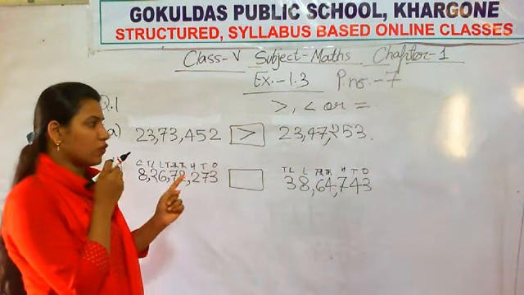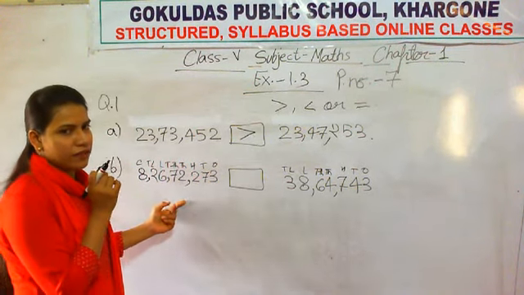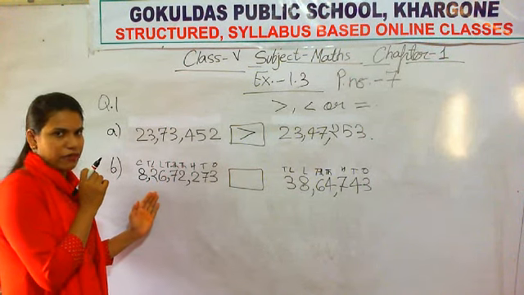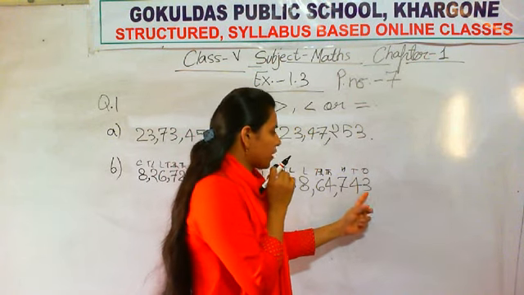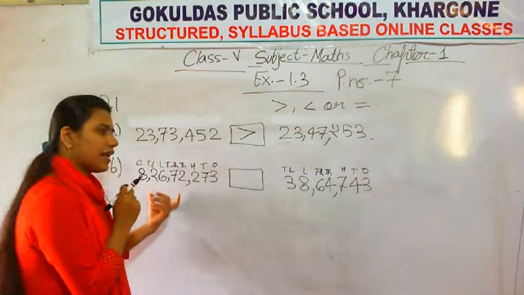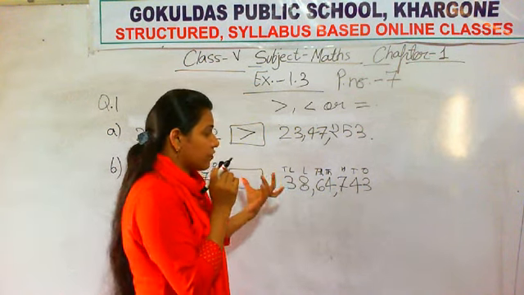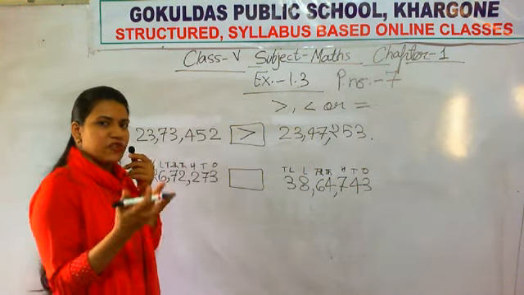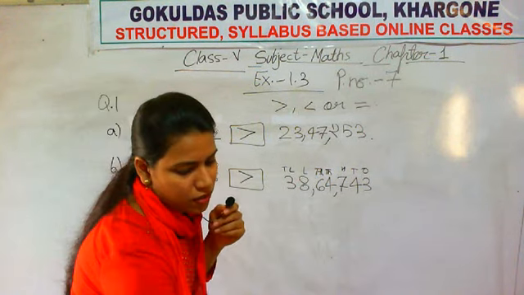Now, according to the first rule, you will count the number of digits. Start counting in the left number: 1, 2, 3, 4, 5, 6, 7 and 8 digits are here. Now move to the other number and start counting digits: 1, 2, 3, 4, 5, 6, 7 digits are here. Here there are 8 digits and in this number 7 digits. Which number will be greater? According to the first rule, the number having more digits will be greater. So this number has more digits, therefore this will be greater.